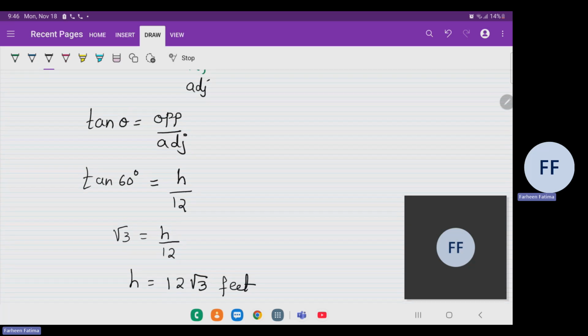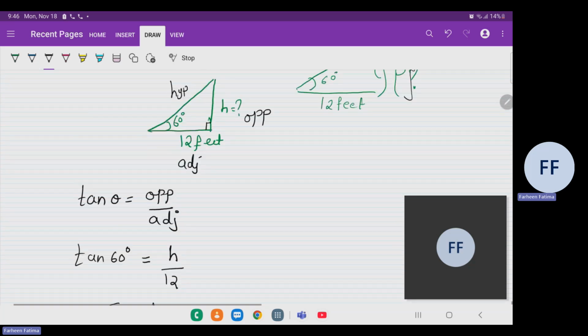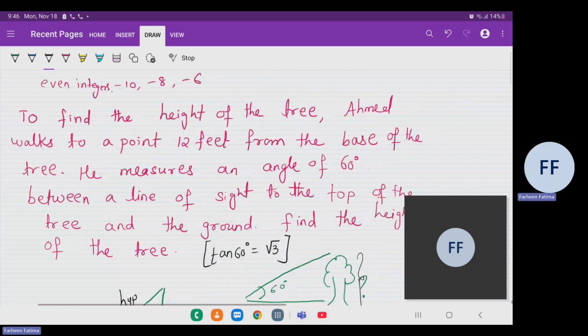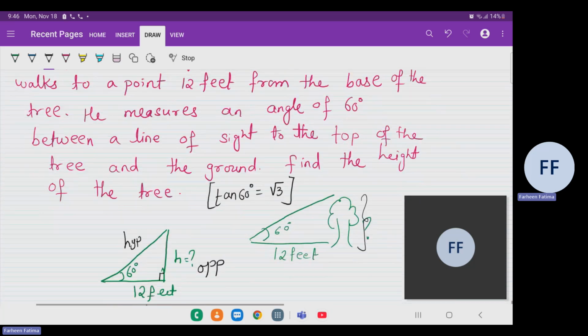So what is the answer we have got? The height of the tree is 12 root 3 feet. Understand? So this is how you solve it. Try to understand the question, first figure it out and then you can write.